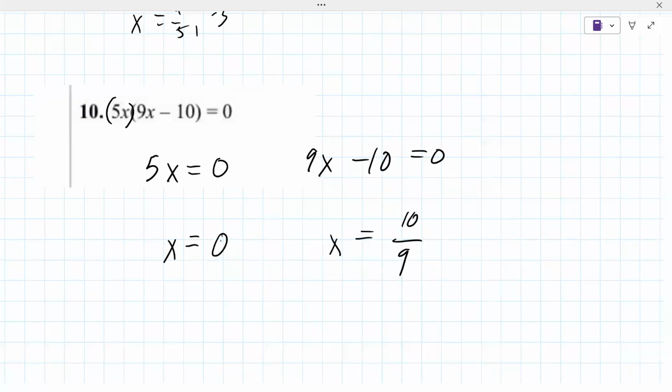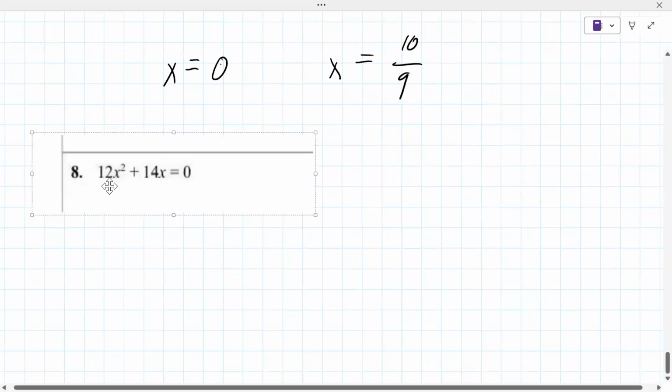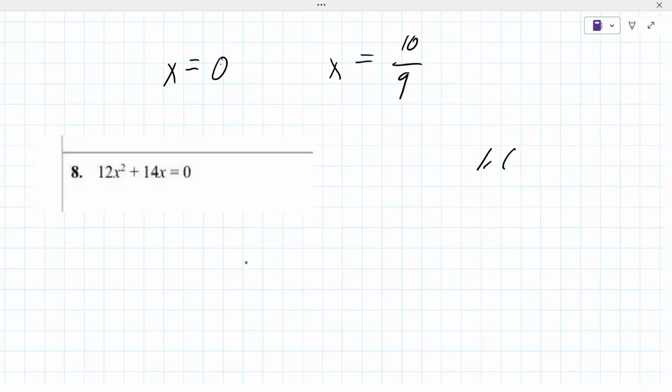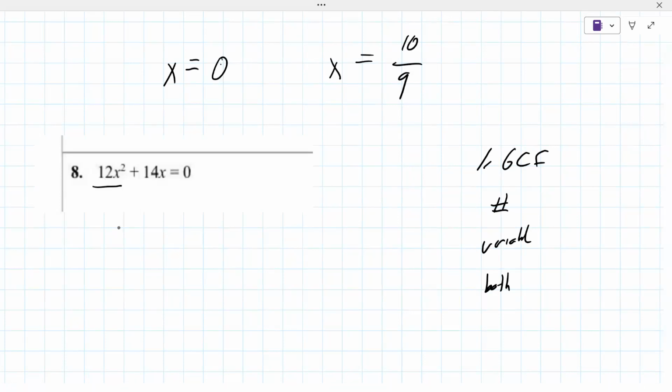All right, so let's go look at 8. 8 is kind of like the one we just did, number 10, but you have to do the factoring first. I'll keep reiterating this because it's really important. What is the first type of factoring that you should always do? GCF. So it's either a number or a variable, or it's both. Is there a number that goes into both 12 and 14? 6. Oh, 6 does not go into 14. 2.